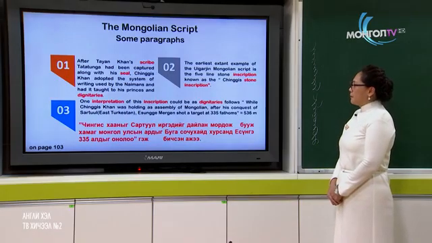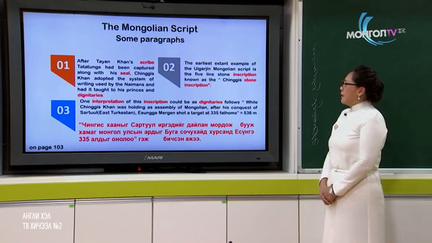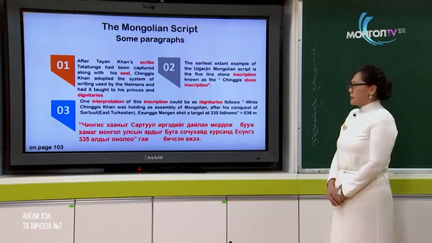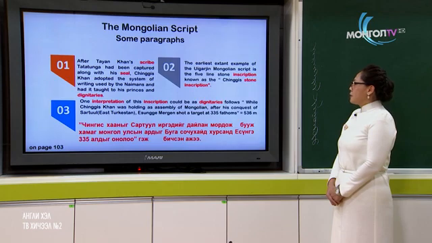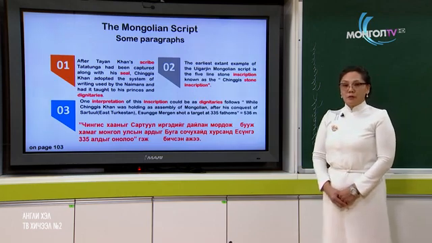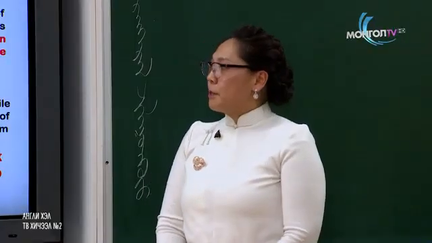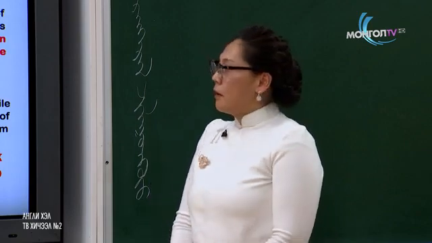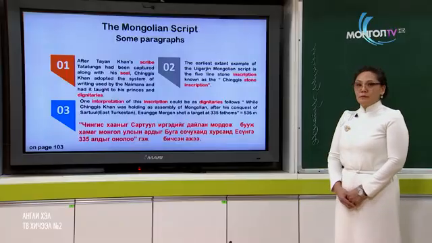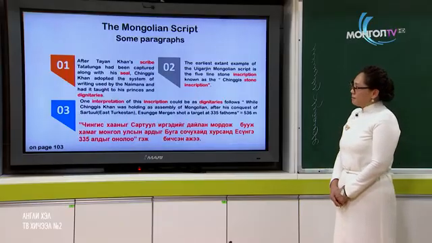Okay, number two. The earliest extant example of Mongolian script is the five-line stone inscription known as the Chinggis stone inscription. You know about the inscription, the word is in red. Okay, I think you understood these two sentences. Now, go on. Number 3.